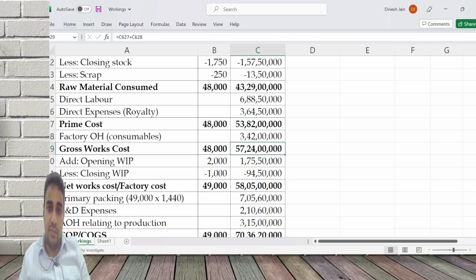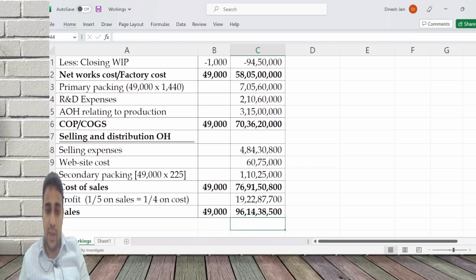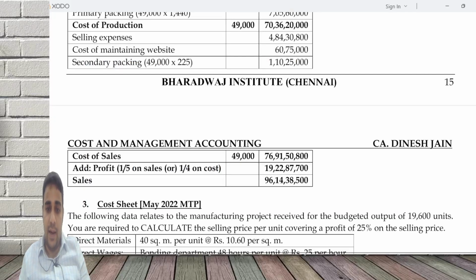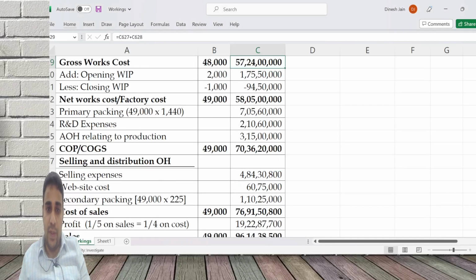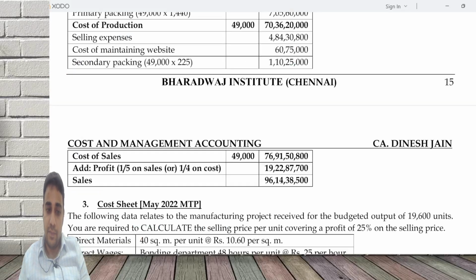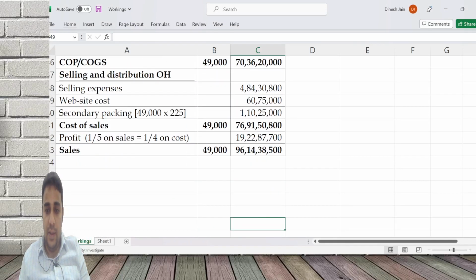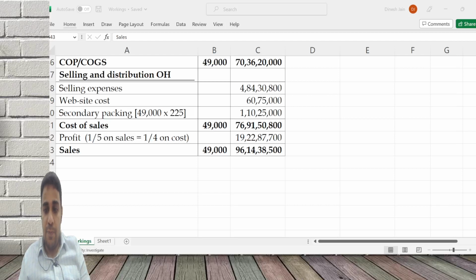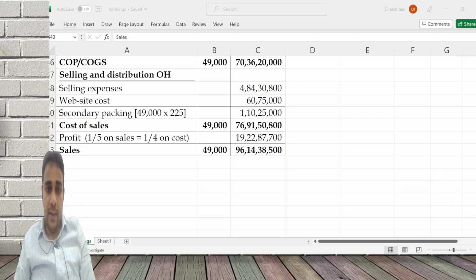Direct labor is 688. Please change it. The numbers will undergo a change. I'm sorry about it. 688 is the direct labor. Yeah, then the answer is matching. 688 should be the direct labor figure, not 668. Please make a correction in the question. Sometimes it happens. Hope this is clear. For any doubts, please let me know. There was a typing error in the question.